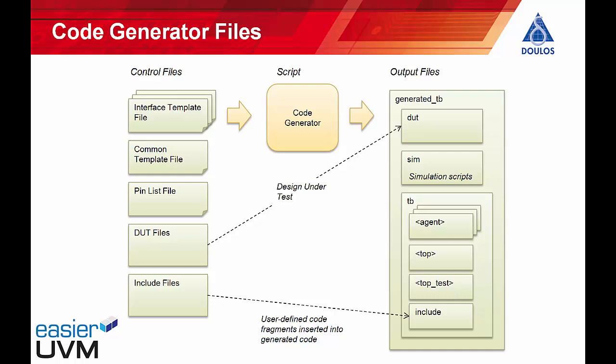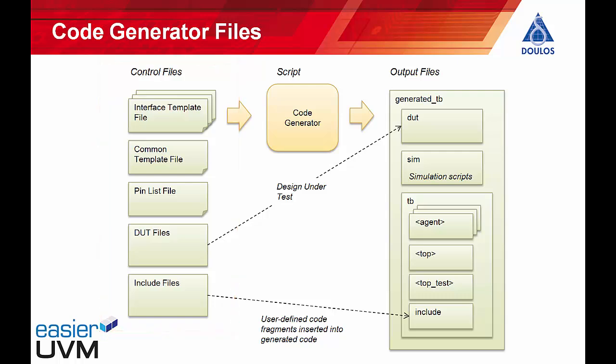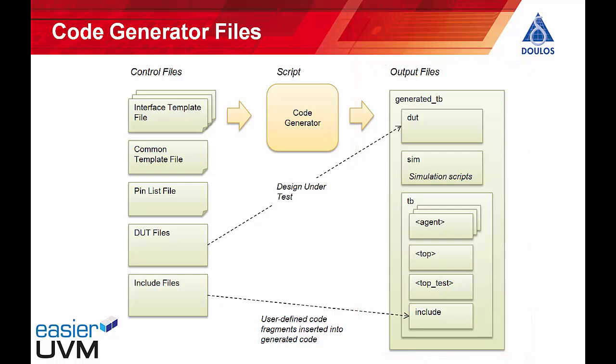This diagram shows all of the files that are used by the code generator. On the left hand side we've got control files and DUT files that are read by the code generator, and then on the right hand side we've got the testbench code that's generated from the code generator. The control files are created in EDA Playground as tabs on the left hand side of the window, and the DUT files are created as tabs on the right hand side of the window.